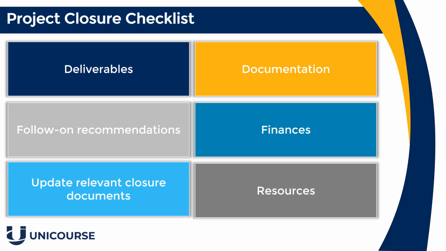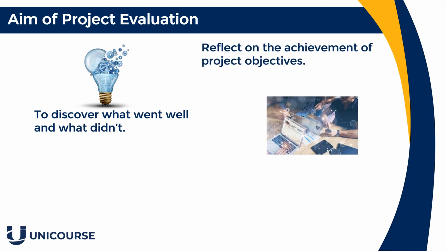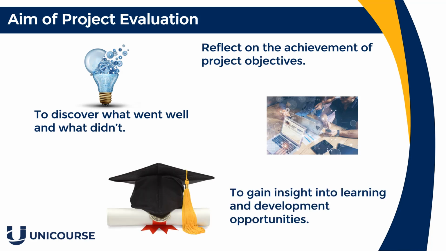Considering the resources, the resources from the equipment to the people should be released from the project, and if they're owned by the company, reassign them to a new project, for example, or close off their contract and finalize any payments to them. So going back to the aim of project evaluation, it is to discover what went well and what didn't, to reflect on the achievements of project objectives and deliverables, and also to gain insight into learning and development opportunities for future projects.